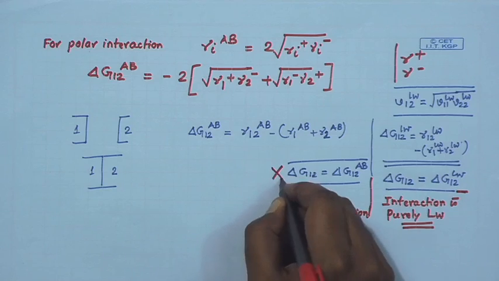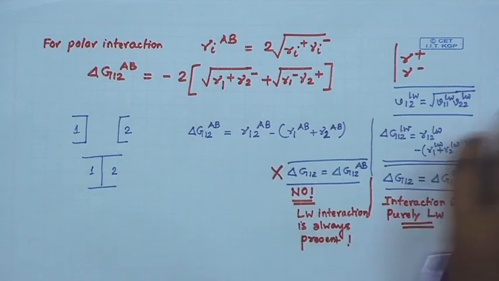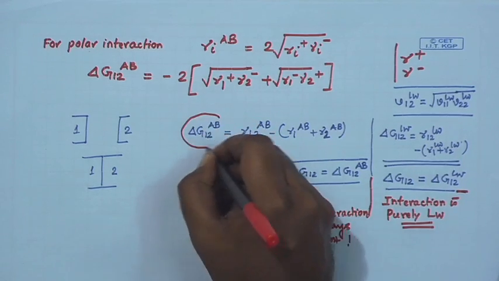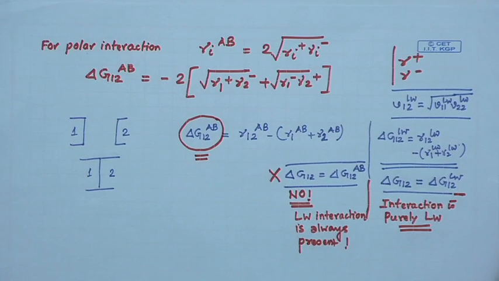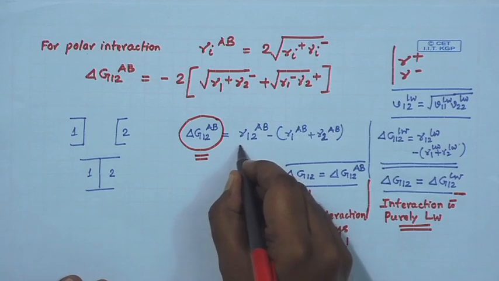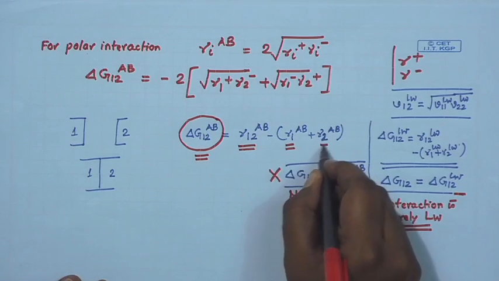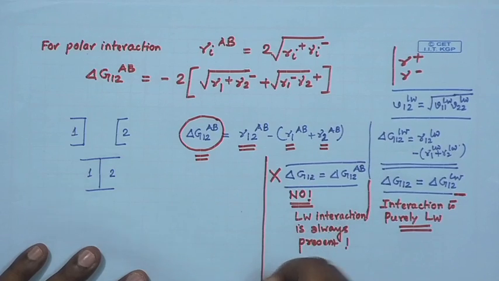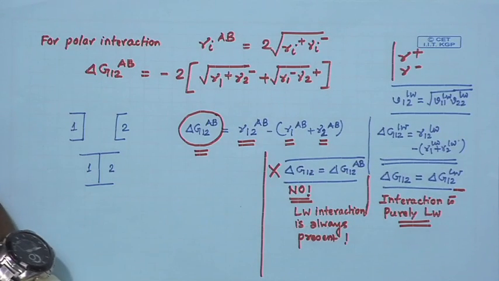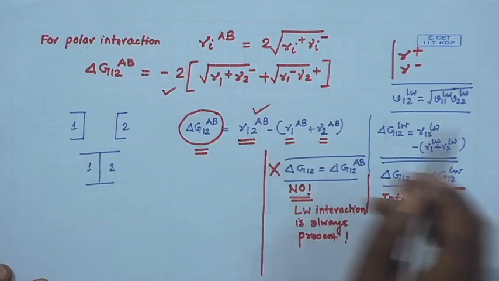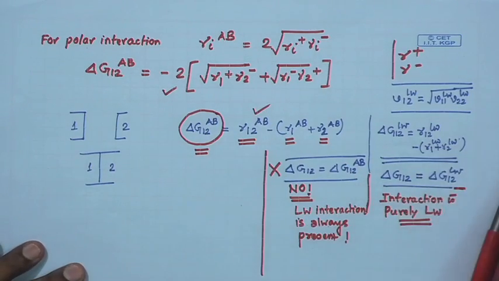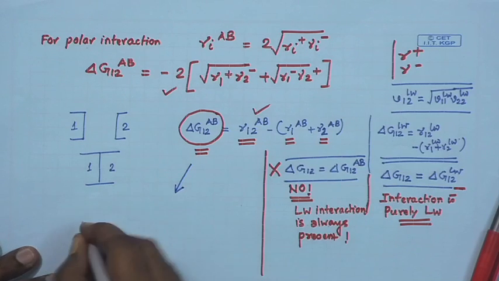So, this statement is not correct, but you can individually look into the term delta G12 AB, that gives you sort of the free energy change due to adhesion of two surfaces which have polarity. What is the contribution of the polar components of surface and interfacial tensions? Therefore, you can combine this one, and what you get is this particular formula.